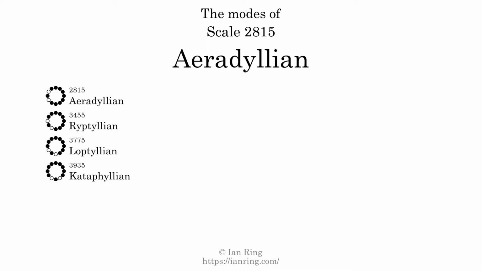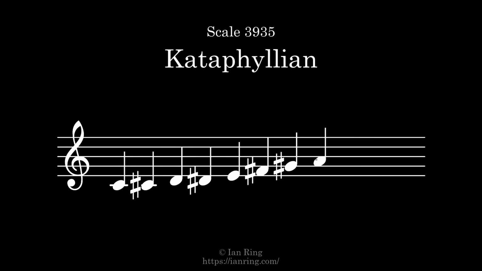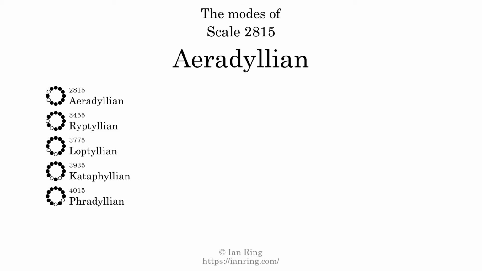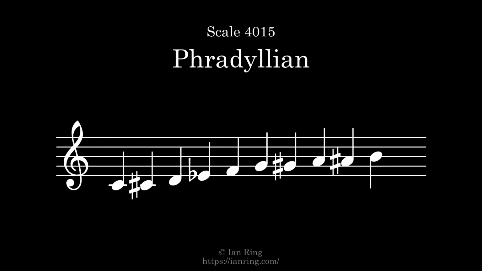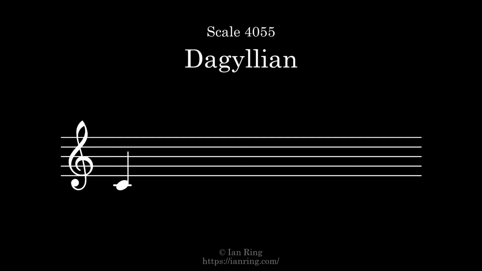The fourth mode is scale 3935, also known as Heteromorphisms. It sounds like this. The fifth mode is scale 4015, also known as Aeradyllian. It sounds like this. The sixth mode is scale 4055, also known as decatonic. It sounds like this.